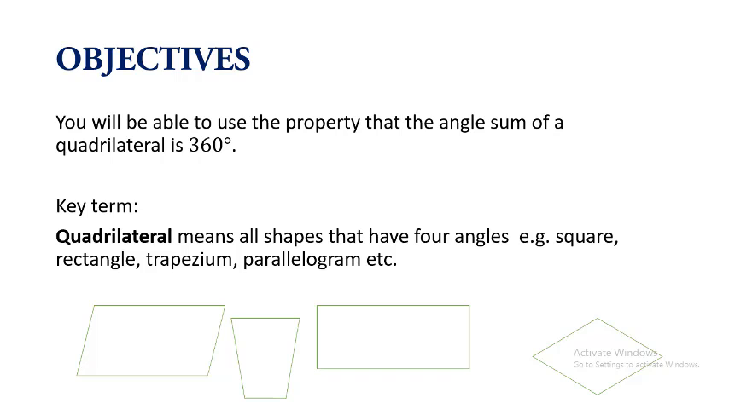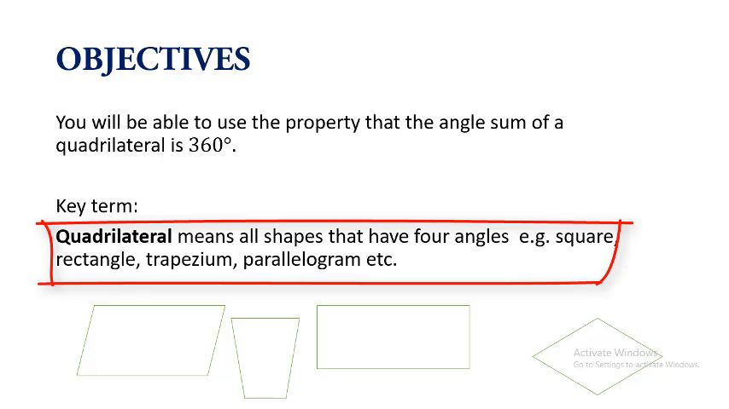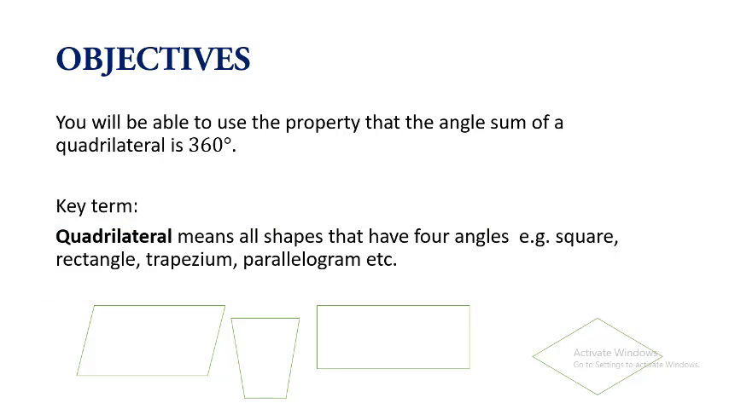A quadrilateral means all shapes that have four angles. For example, we have a square. A square has four angles. Then we have a rectangle. A rectangle has four angles. And then we have a trapezium. A trapezium has four angles. Parallelogram and other shapes. So all these shapes with four angles are called quadrilateral shapes.